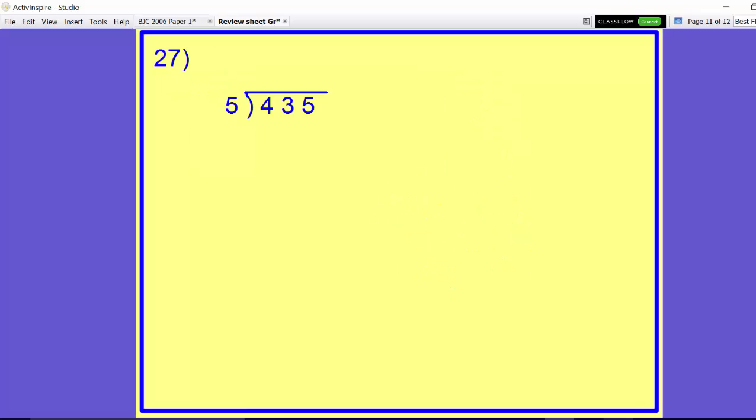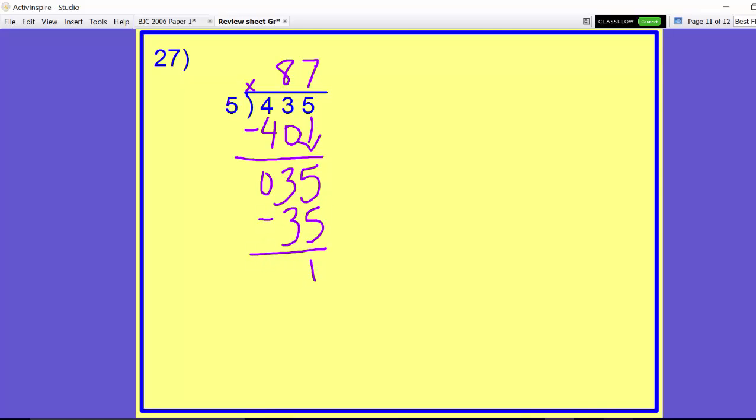Now we're dividing. 5 can't go into 4, but 5 can go into 43. 5 goes into 43 8 times. 8 times 5 is 40. 3 minus 0 is 3. 4 minus 4 is 0. Bring down the 5. 5 goes into 35 7 times. 7 times 5 is 35. 35 minus 35 is 0. So the quotient is 87.